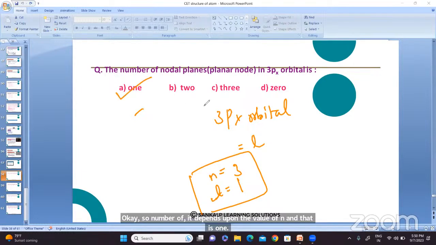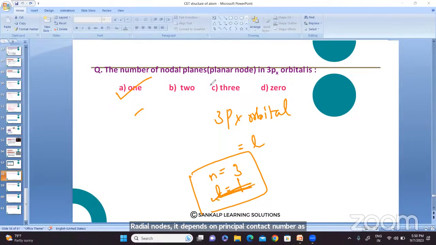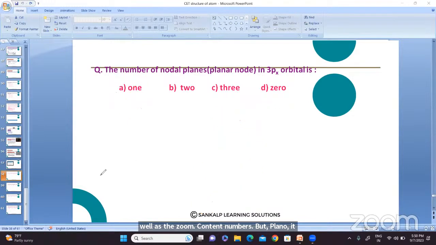Option A. Planar nodes depend upon the azimuthal quantum number. Radial nodes depend on the principal quantum number as well as the azimuthal quantum number, but planar nodes depend only on the azimuthal quantum number. So l is equal to 1, and option A is the correct answer. Then next one.